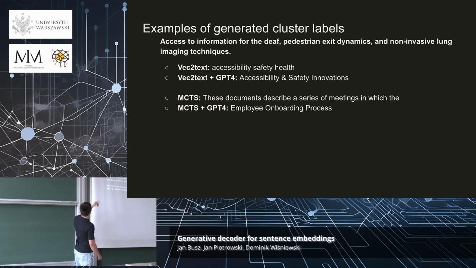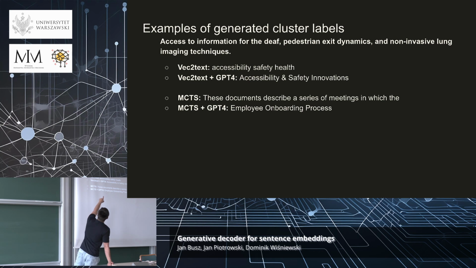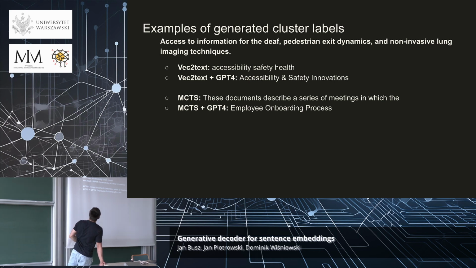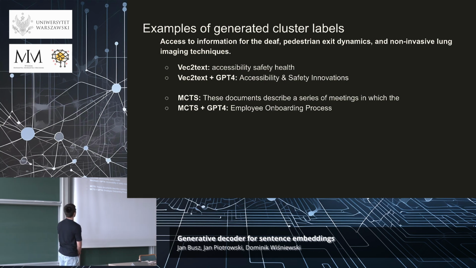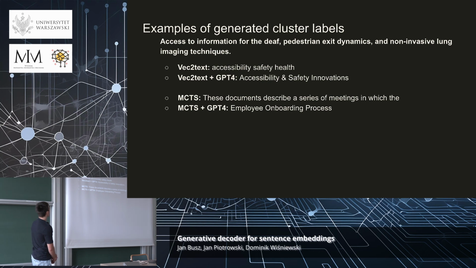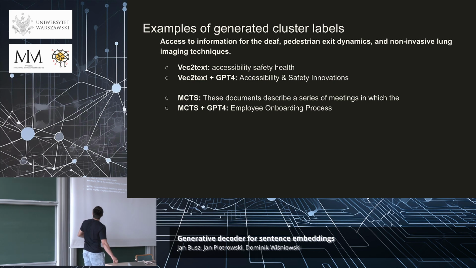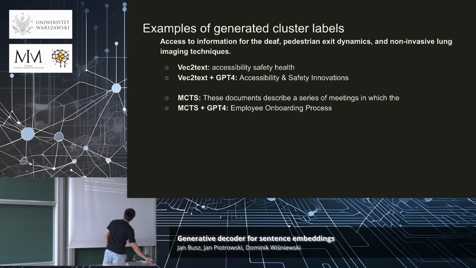So, for example, at the top here, there is an example of a label for a cluster. And what the vec2text model generated is like a proper label for the cluster. We also passed it through GPT-4 to rephrase it, to make it even more readable. Can you explain further why we use GPT-4? I guess it would be best if we use the next slide for that. Okay. But what MCTS generated here was meaningless.